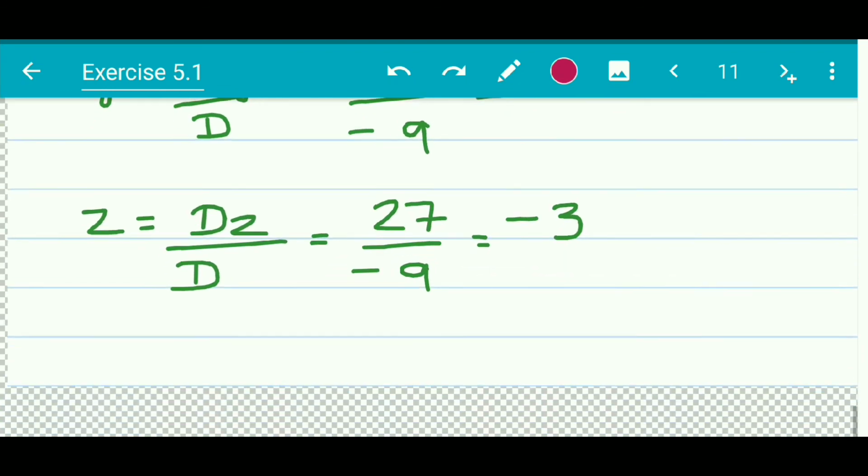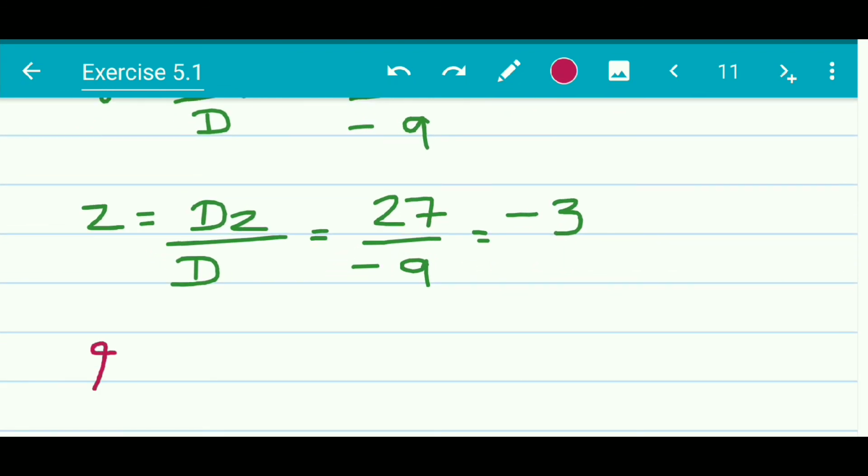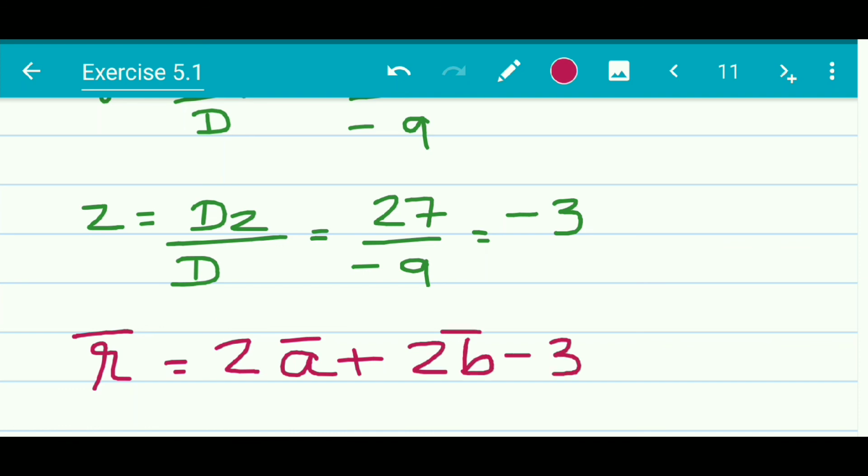Thus we can write now r bar in terms of a, b and c as xa plus yb plus zc, that is 2a plus 2b and minus 3c. So this is the linear combination of vectors. So in this way, we have completed all the sums of exercise 5.1. In the next lecture, we will either go on to the next concept or we will cover similar sums from the miscellaneous exercise. Okay, that will be for the next lecture.